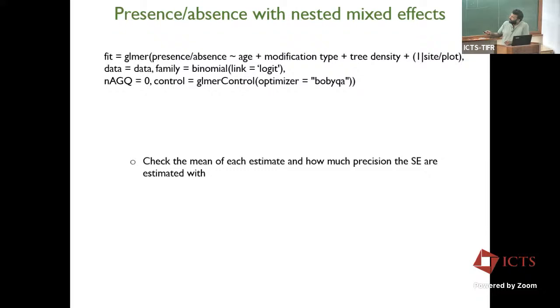So there are certain optimizers you can use. These are all things that make your model a little faster. You can play around with these. But the really important part is this. This is where you actually ecologically write out your GLMER.